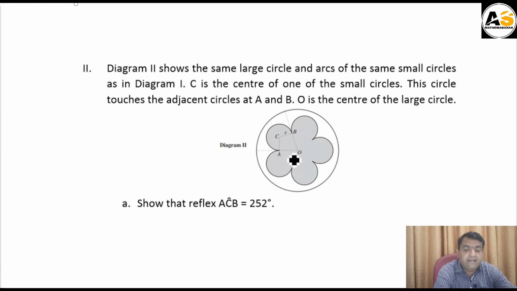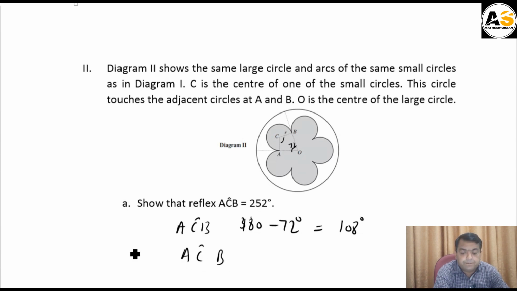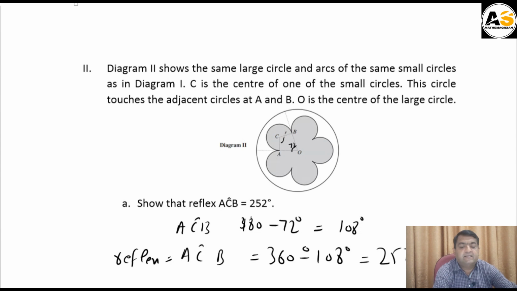We have to show that angle ACB, this reflex angle, is equal to 252. Look over here. What is this angle? This is 72 and its opposite angle will be 360 minus 72 over 2, that is 180 minus 72. This will be 108 degrees, angle ACB. And its reflex angle ACB will be, reflex angle is always equal to 360 minus the angle, which is 252 degrees as required.